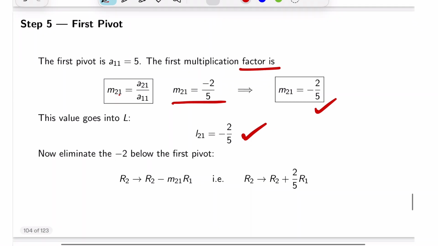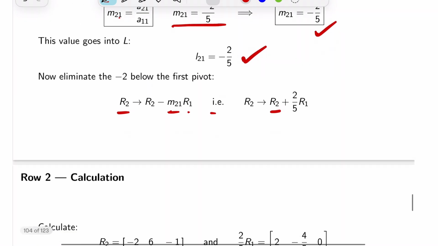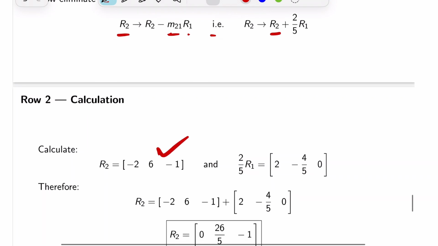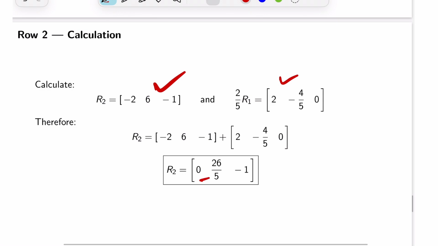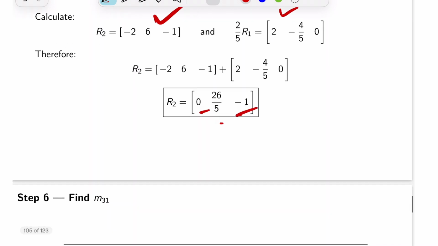Now we will do the elimination. The minus 2 below the first pivot, so R2 will be R2 minus M21 times R1. Here R2 is R2 plus, because minus M21 is plus 2 by 5, so plus 2 by 5 R1. So first R2 is this, then 2 by 5 R1, and then we'll add, we get R2 as 0, 26 by 5 and minus 1.